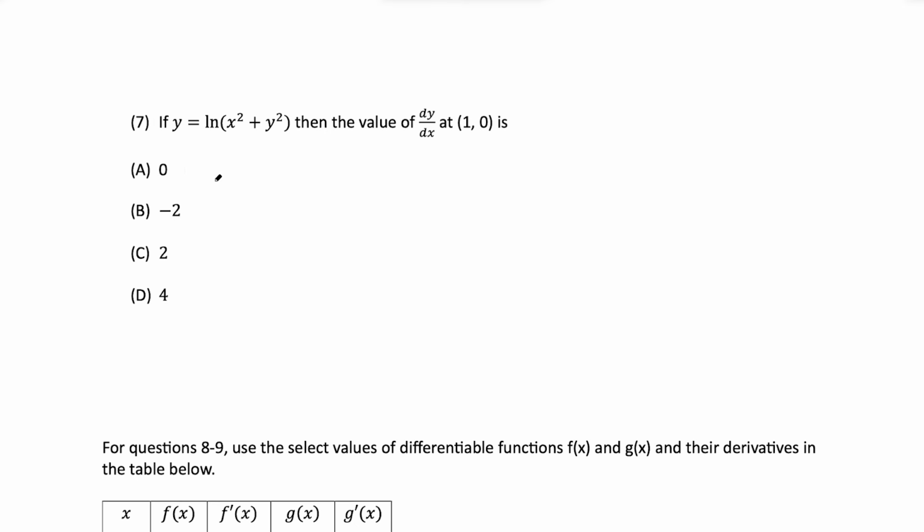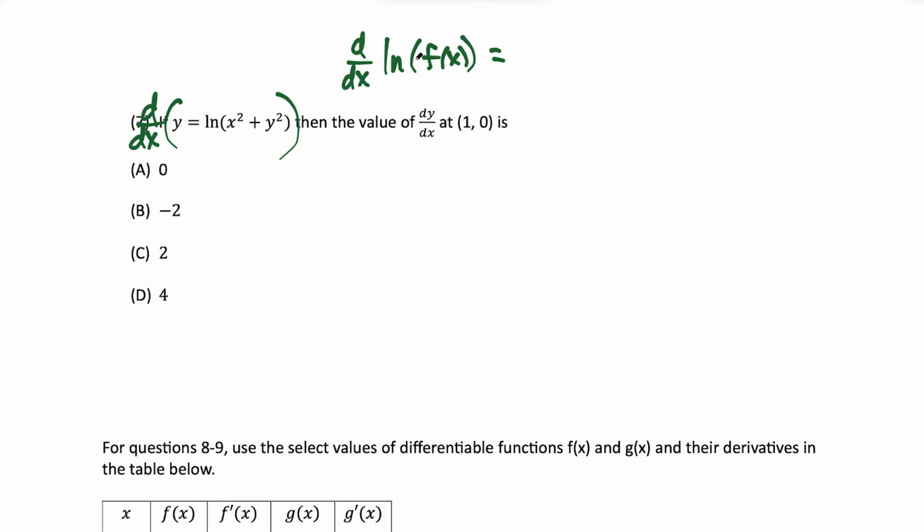Question 7, we have this equation here, and we want to know what is the value of dy/dx at (1, 0). And we're going to have to use implicit differentiation. So we're going to take the derivative with respect to x of both sides. But for a question like this, what I'm thinking of is the chain rule variant for the derivative of natural log of f of x.